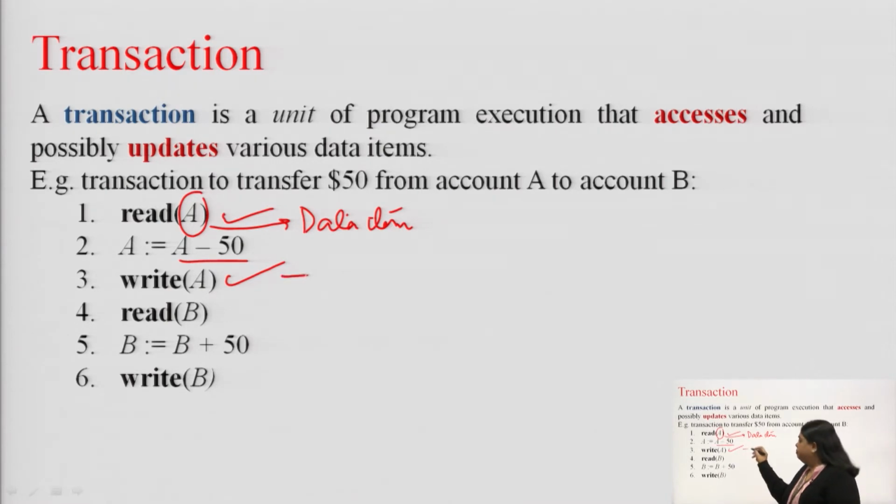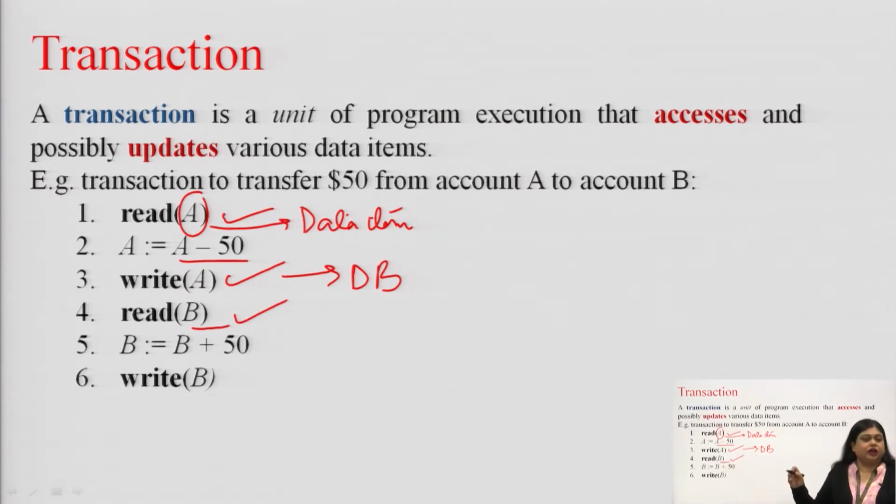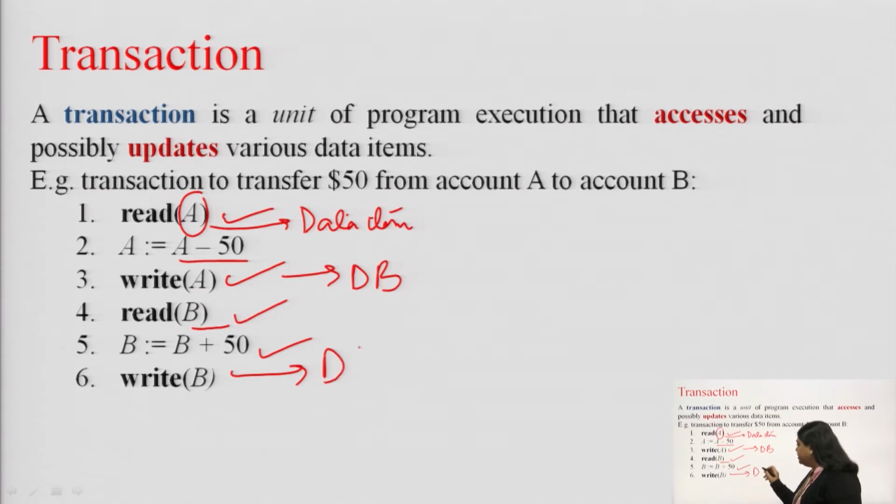So, this goes back into your database. Because it is a transfer of an amount from one account to another, we now have to read the value of the second account, account B. We read the value of B, then we make changes to the value of B, and then we write it back again into the database.